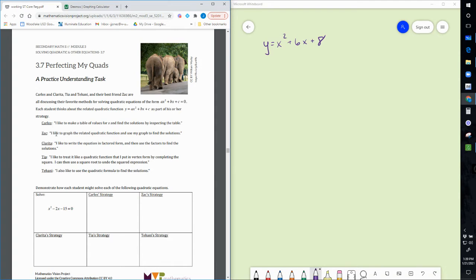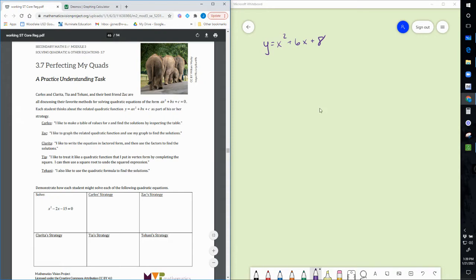So Carlos likes to make a table. First and foremost, we're skipping Carlos. Okay, so we're skipping Carlos. You can cross him off, whatever you got to do. Okay, Zach likes to graph the quadratic function. I do expect you to create a graph. I'm going to show you some stuff in a second. Clarita likes to write it in factored form. Tia likes to write it in vertex form and solve it that way. And Tahani likes to use the quadratic formula to find the solutions.